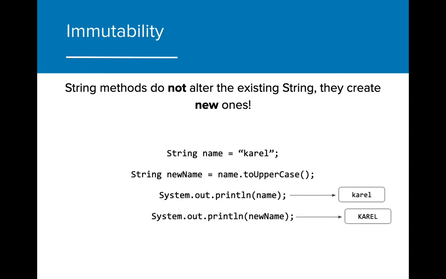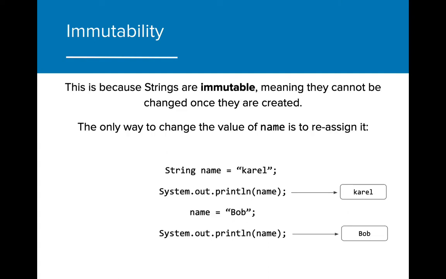If we assign name.toUpperCase to a new variable, that variable will be assigned to the result of the toUpperCase method, which is an uppercase version of the string variable name. This is because strings are considered to be immutable. This means that once a string object is created, it cannot be changed or manipulated. The only way to change a string value is to reassign the variable with a different string value. In this case, we've reassigned name to be equal to Bob. The next time that name is printed, the value expressed will be Bob instead of Carol.